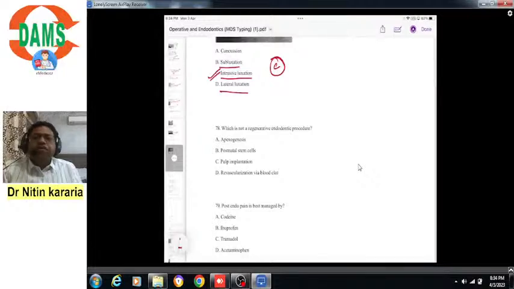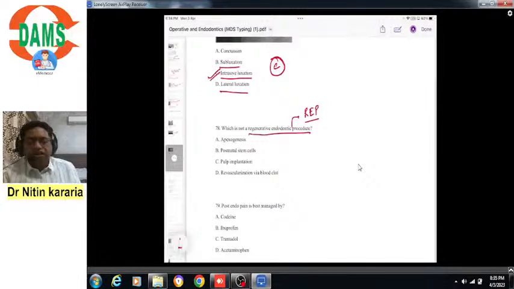Which is not a regenerative endodontic procedure? Regenerative endodontic procedures are basically biologically based procedures for non-vital immature teeth. Apexogenesis, postnatal stem cells, pulp implantation, or revascularization via blood clot. If we look at the options, apexogenesis is a vital pulp therapy result. It is a result of vital pulp therapy.